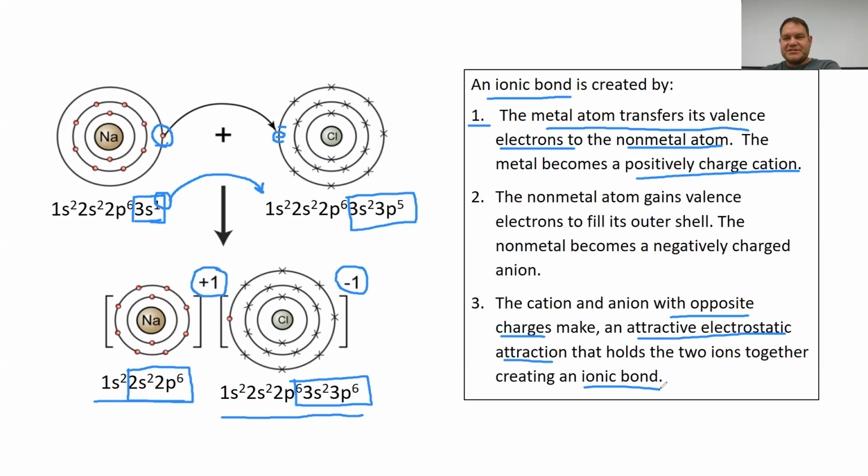But by definition, an ionic bond is not a transfer of electrons. That's just a process. The definition of an ionic bond is an electrostatic attraction between oppositely charged ions. So make sure that you're very clear on that. The process is transfer, but the ionic bond is the actual attraction of the two ions, okay? I want to make sure that we're clear on that.